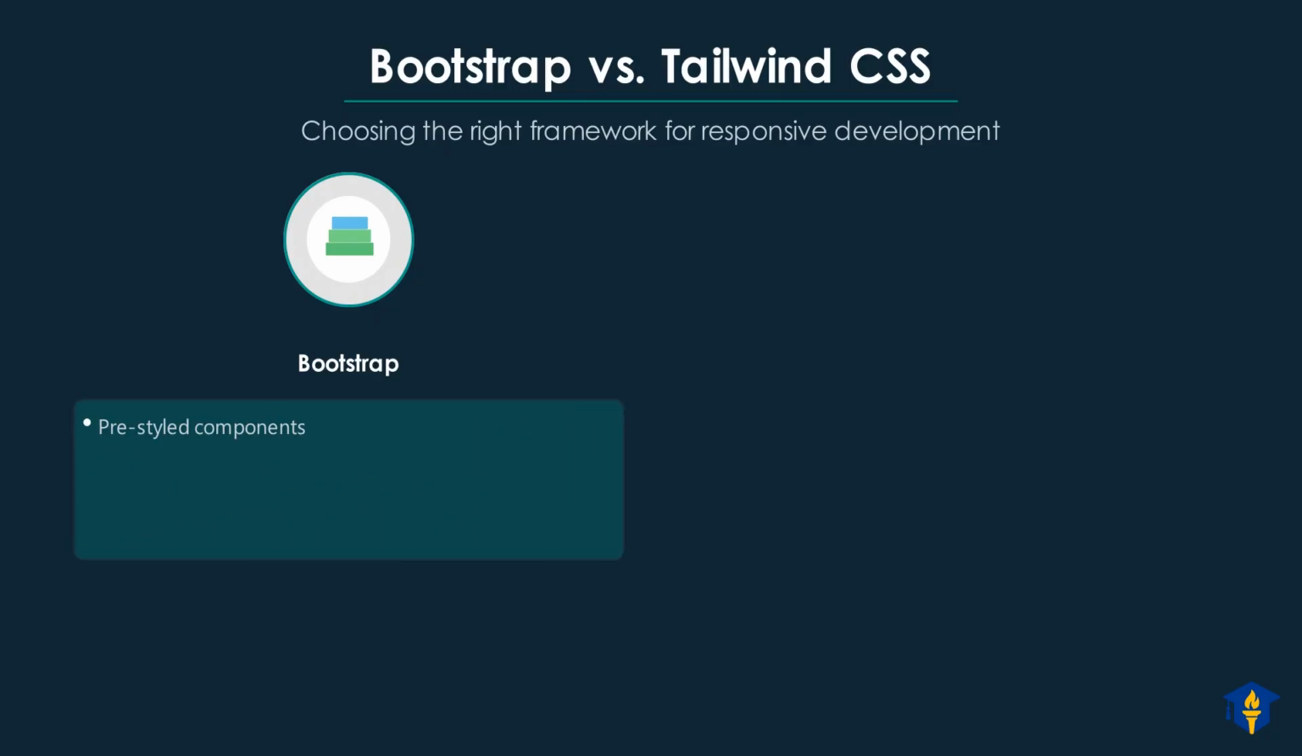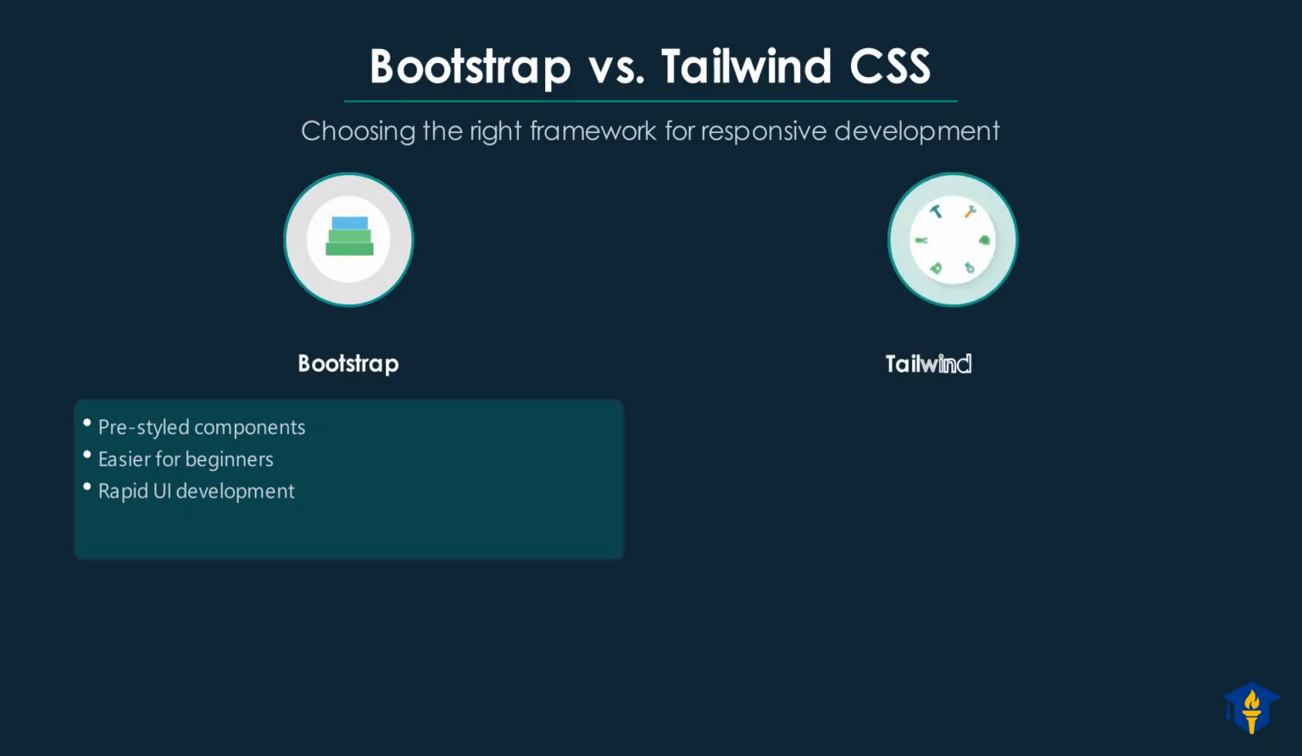Bootstrap provides ready-to-use, pre-styled components which can accelerate development significantly. It is generally easier for beginners to pick up due to its comprehensive documentation and component library. Bootstrap enables very rapid UI development, letting you quickly assemble interfaces with minimal custom CSS.